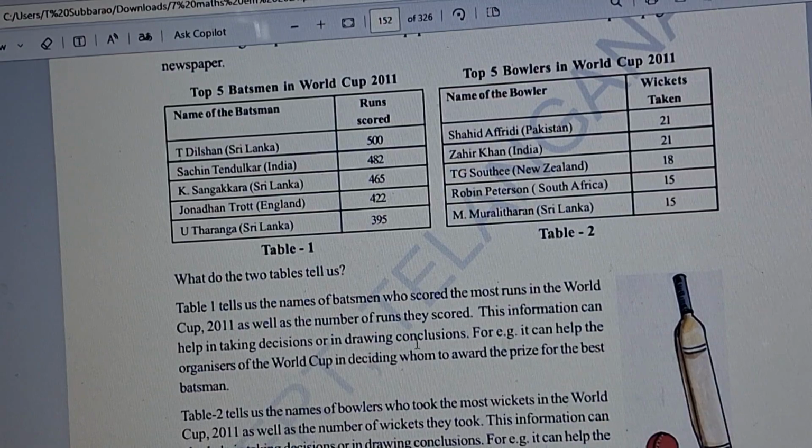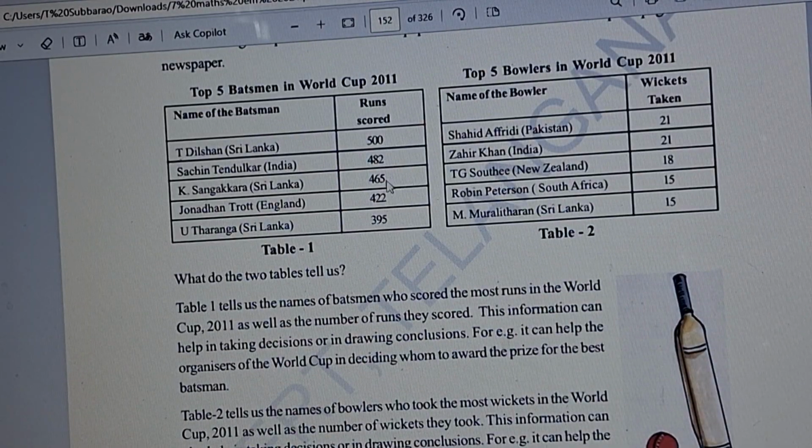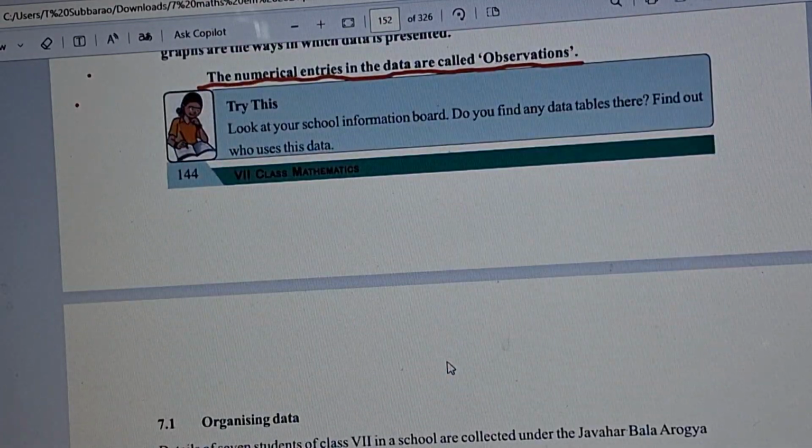Similarly, even for the bowlers. So information which is in the form of numbers or words and helps in taking decisions or drawing conclusions. Conclusion means the result that we are drawing. How are we able to take? With the help of the values that are given, and those values are called data. And the numerical entries in the data are called observations. The numerical means the numbers. All these numbers are called as observations.